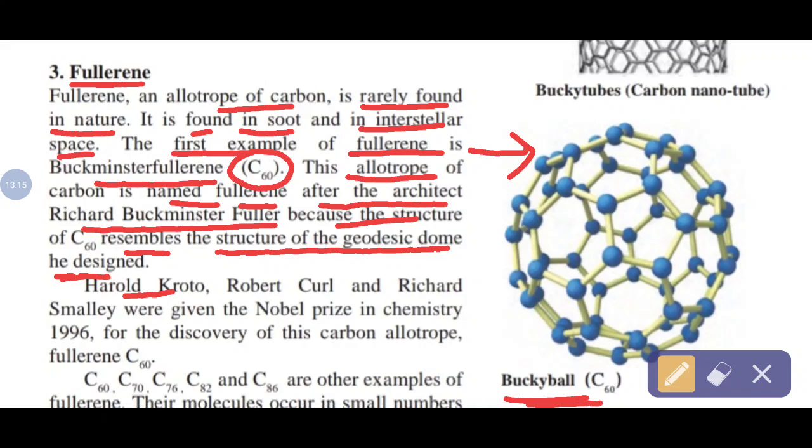Harold Kroto, Robert Curl and Richard Smalley were given the Nobel Prize in chemistry in 1996 for the discovery of this carbon allotrope fullerene C60. Remember, all those three scientists were given the Nobel Prize. Remember the names of those three scientists, given here, in chemistry in the year 1996 for the discovery of this carbon allotrope fullerene C60. Next.